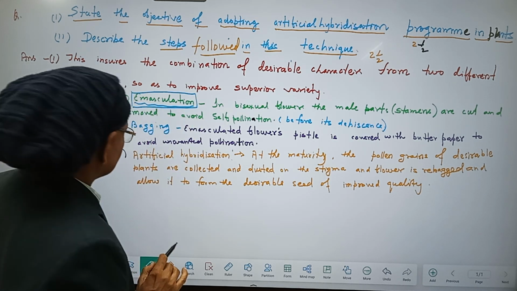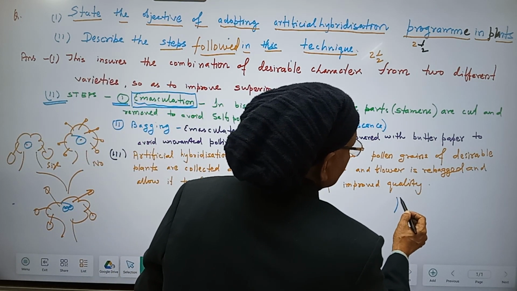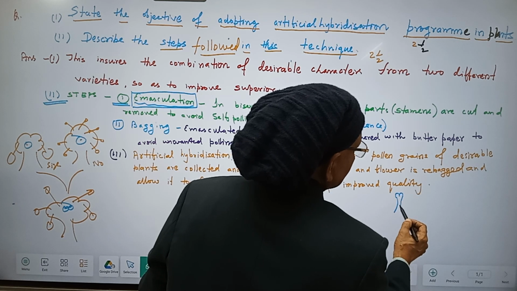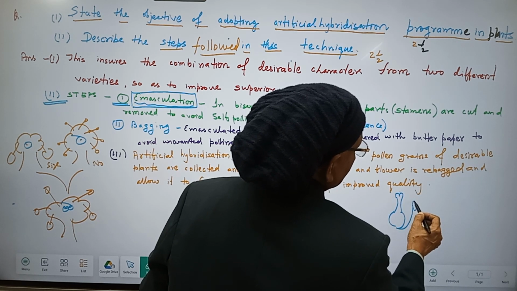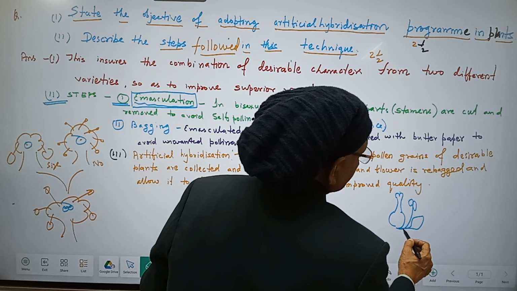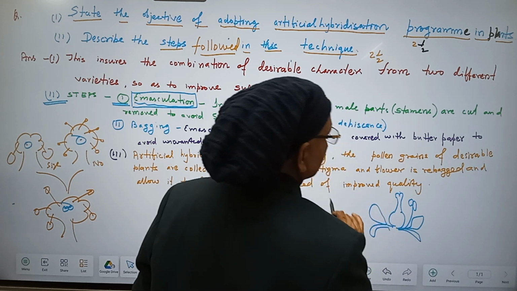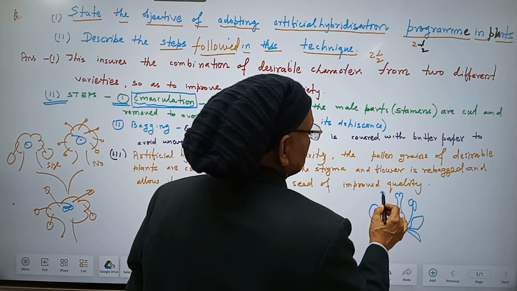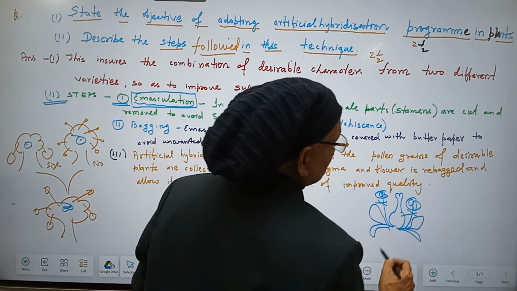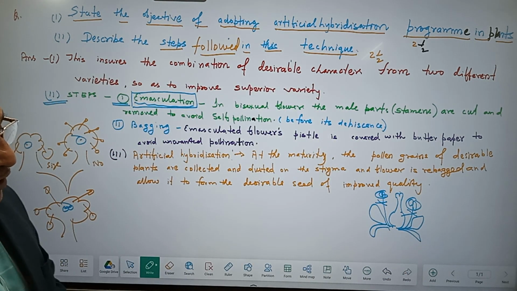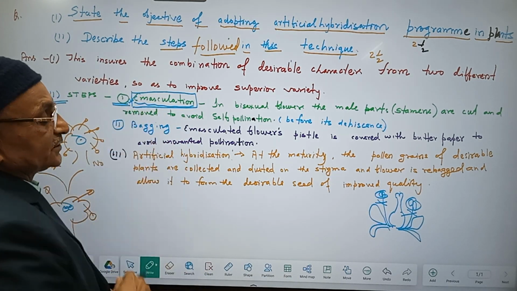Emasculation is a technique in which, in a flower having a stigma, a style and ovary, as well as the male anthers, petals and sepals, the anther is cut and removed, in order to avoid self-pollination. This technique is called emasculation.